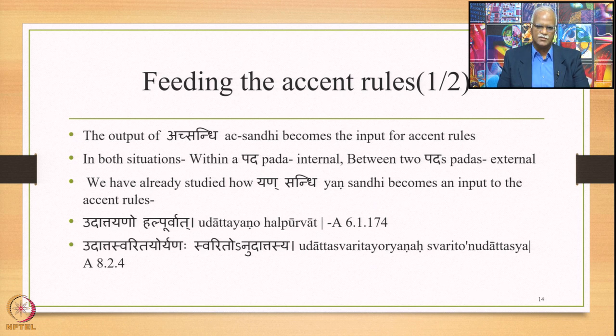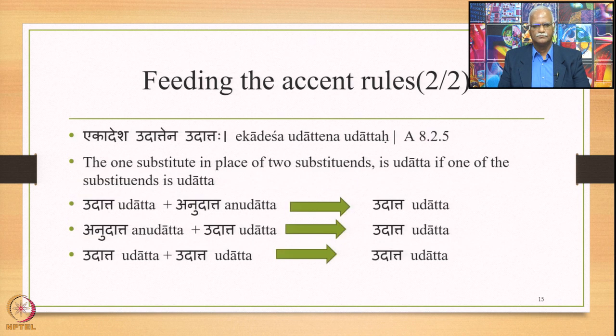when we studied two important sutras, Udatta Yano Hal Purvat 6.1.174 and Udatta Svaritayor Yanah Svaritonudattasya 8.2.4. Let us study this sutra, which is important as far as the Dvisthanika Ekadesha is concerned. The sutra says, Ekadesha Udattena Udattaha, 8.2.5.